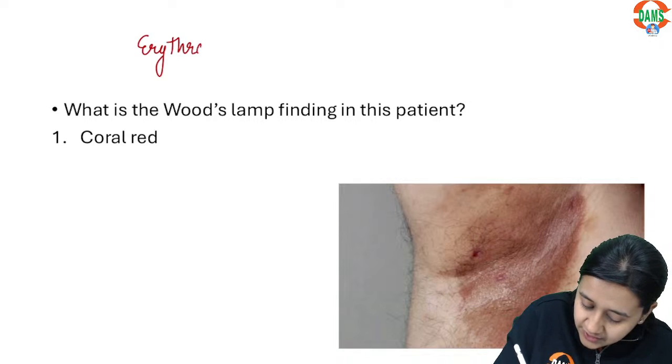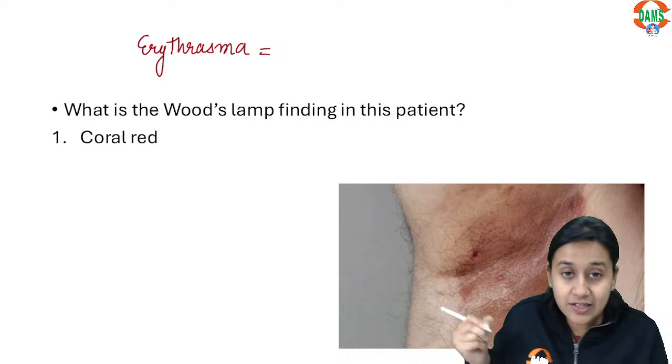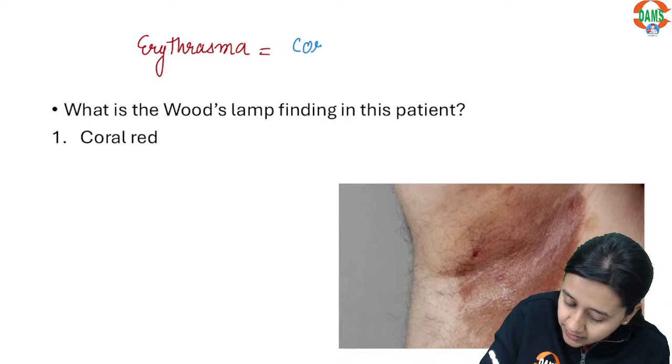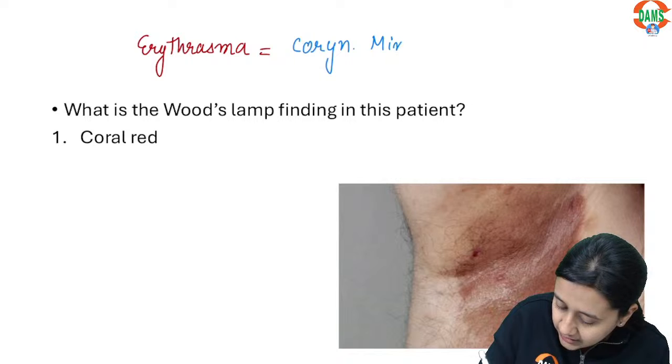And what is the causative agent? What is the causative agent of erythrasma? It is Corynebacterium minutissimum.